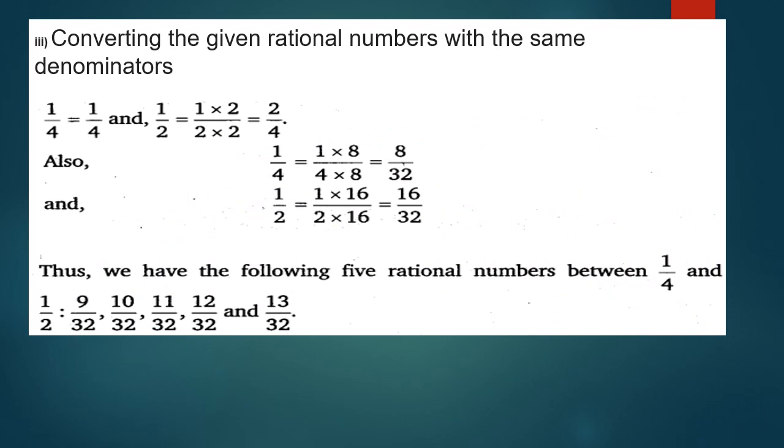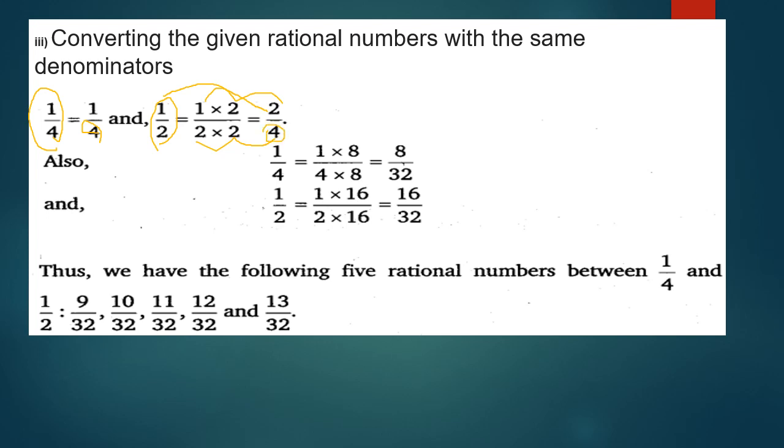Children, see here we want to find the 5 rational numbers between 1 by 4 and 1 by 2. Quarter. We want to find the 5 rational numbers between quarter and half. So first let us take the 1 by 2. To make the denominator 4, multiply the numerator and denominator with 2. 2 2s are 4, 1 2s are 2. Then let us consider the 1 by 4 as it is now. The denominator of 1 by 4 is 4 and of 1 by 2 is also 4.